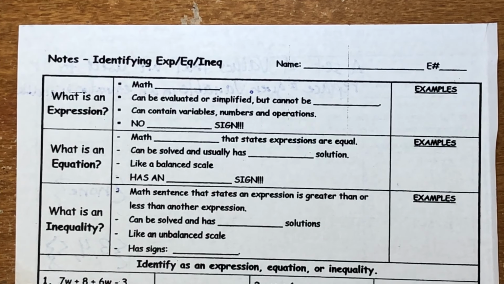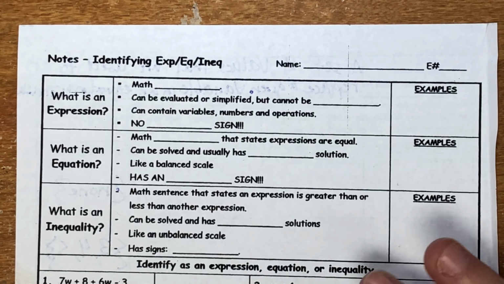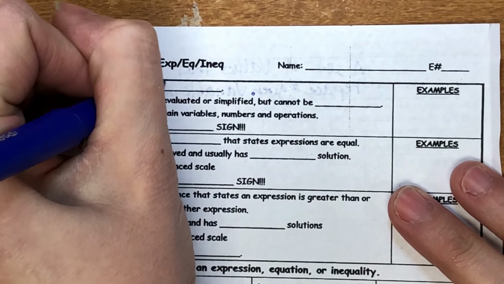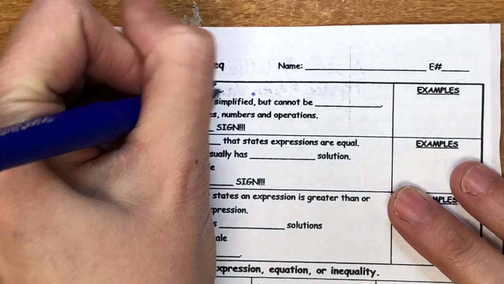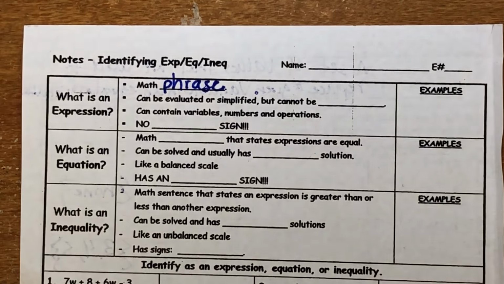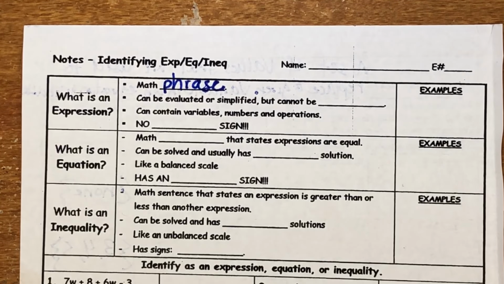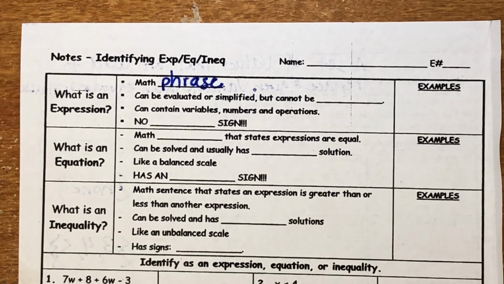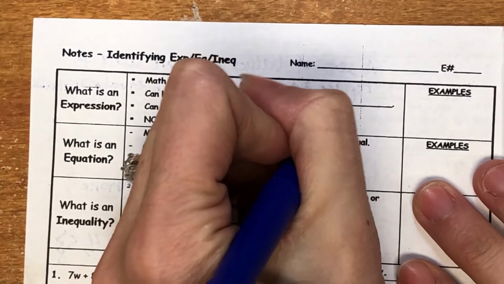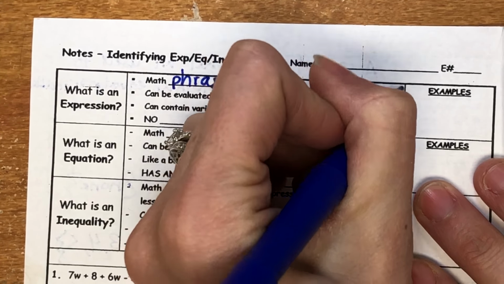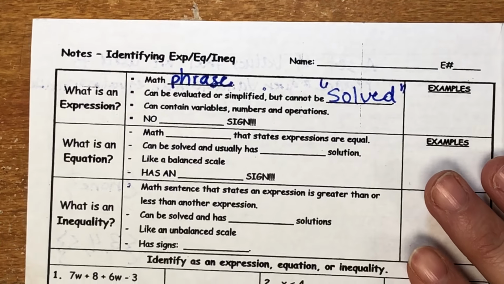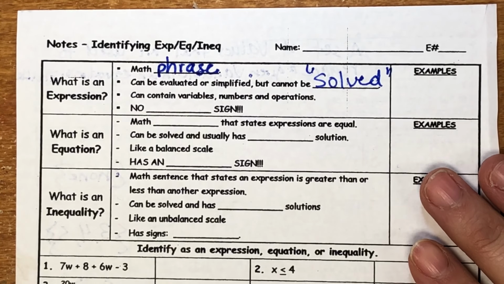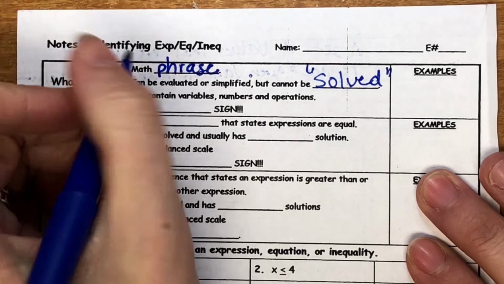All right, identifying expressions, equations, and inequalities. So what is an expression? An expression is going to be a math phrase. A phrase is going to be part of a sentence and can be evaluated or simplified, but cannot be solved. It can contain variables, numbers, and operations, and there's no equal sign.